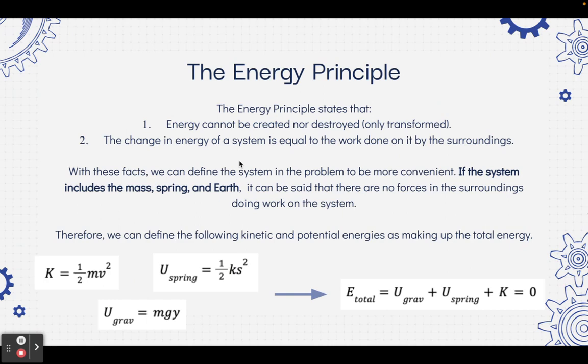So the energy principle states that energy cannot be created or destroyed, and that the change in energy of a system is equal to the work done by the surroundings. With this, we can define the system in the problem to be more convenient for us. If the system includes the mass, spring, and earth, it can be said that there are no forces in the surroundings doing work on the system. Therefore, we can define the following kinetic and potential energies as making up the total energy. So here in this problem, we have spring potential energy, gravitational potential energy, and kinetic energy, and these add up to the total energy.